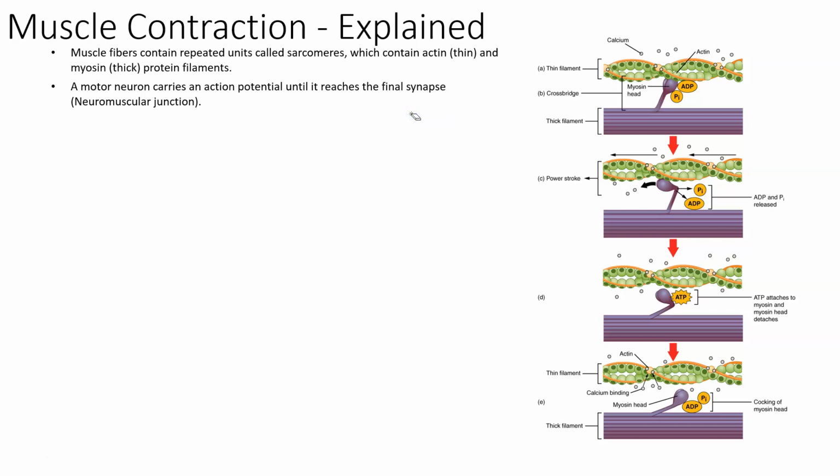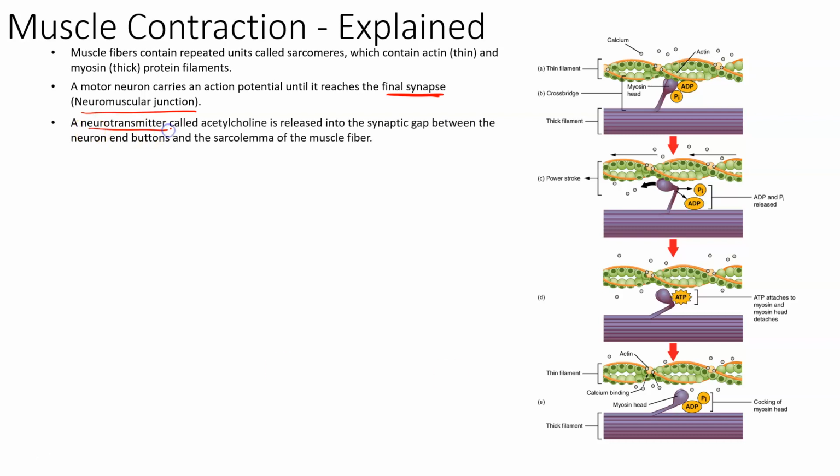So, the first thing that has to happen is a motor neuron carries an action potential. Now, we haven't really talked about action potentials or the neurons in previous videos, but we will. The action potential has to reach the final synapse, which is the end of the neuron, and actually terminates at a neuromuscular junction, which means the brain sends a signal down the neuron and it terminates at the muscle. When it terminates at the muscle, it releases a neurotransmitter called acetylcholine.